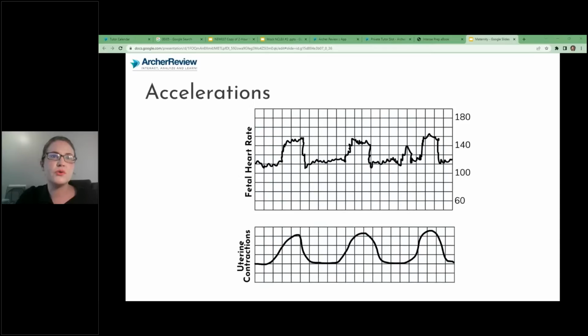Accelerations, remember, are always a good thing. This is showing us that when there's uterine contraction, the fetus responds to that stress in a healthy way. The heart rate goes up. Every time there's a contraction, this is a healthy baby, is what I'm seeing. If there are consistent accelerations, that's a good thing.